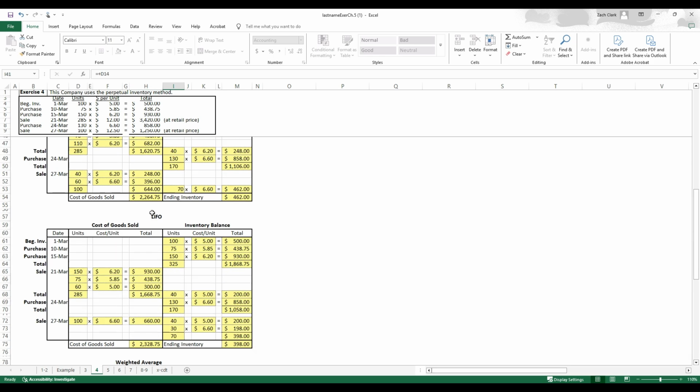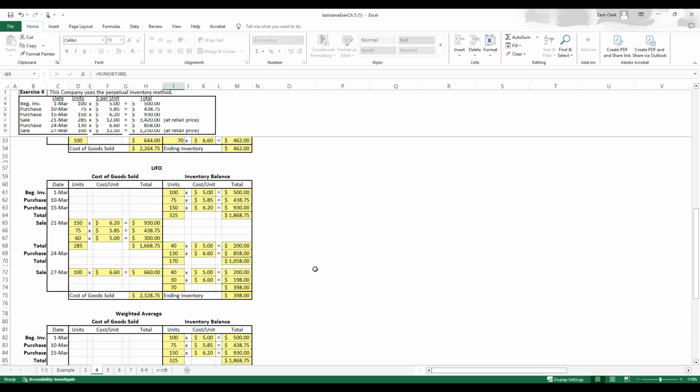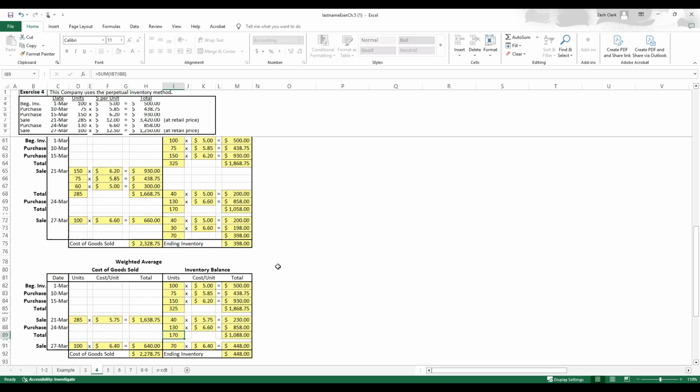$640. Add the two together. We've got 70 units left. So we're using that same average cost. Tab works. So the same average cost that we used for the sale is what's left in inventory, so $448 total. And again, that was just by taking the 1088 divided by 170, and we use that both for the sale and for the ending inventory. So again, a little different ending values, just due to the different methodologies.